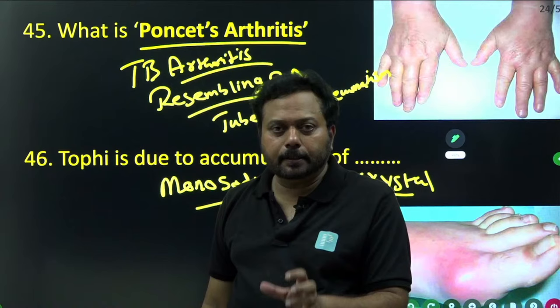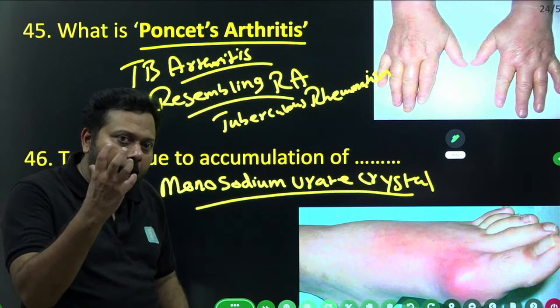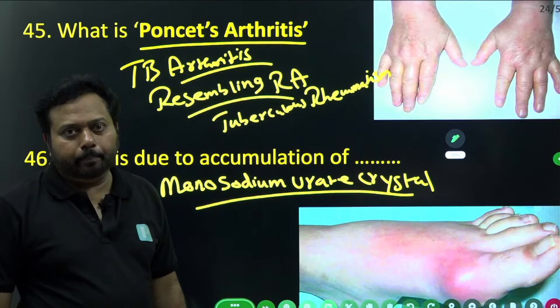Here in the synovium, when you aspirate, there will be monosodium urate crystals surrounded by macrophages and foreign body giant cells. That accumulation, that total mass, is called a tophus. Most common site is the base of the great toe. Very painful condition.